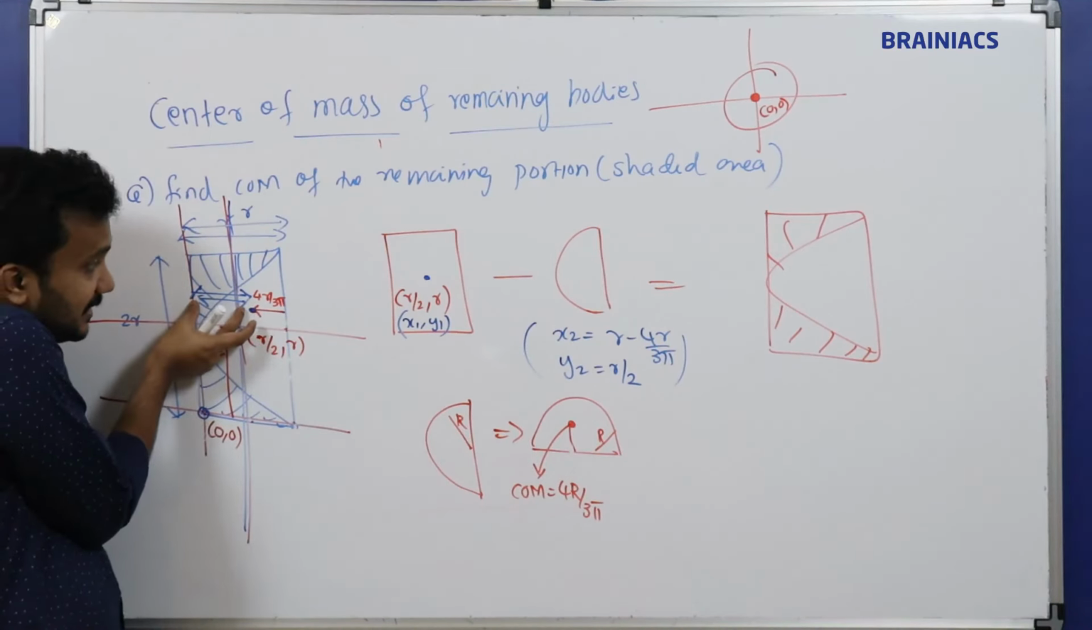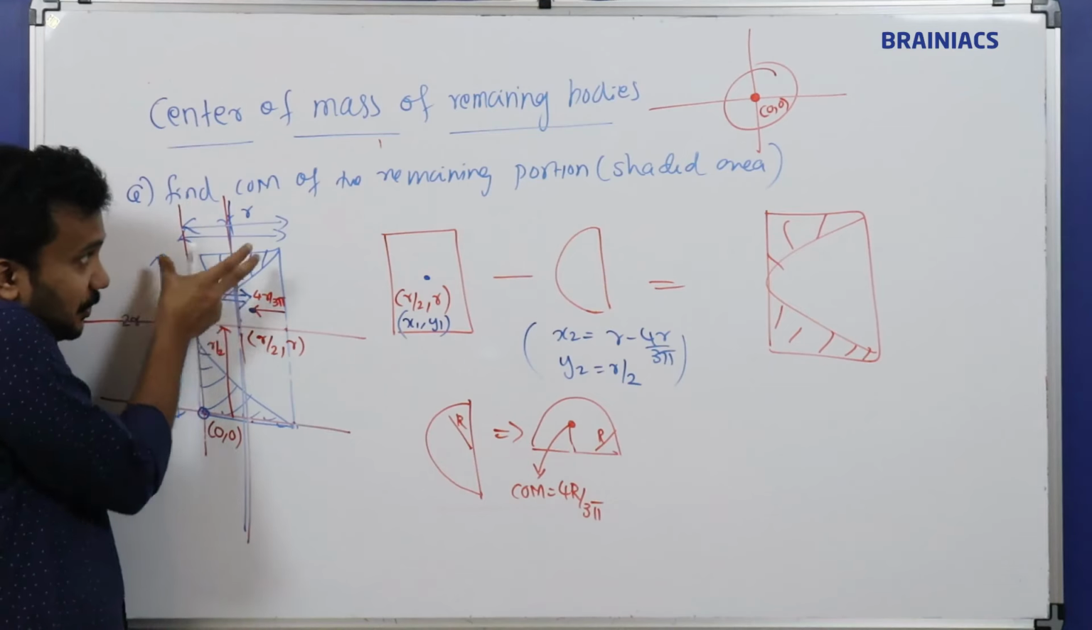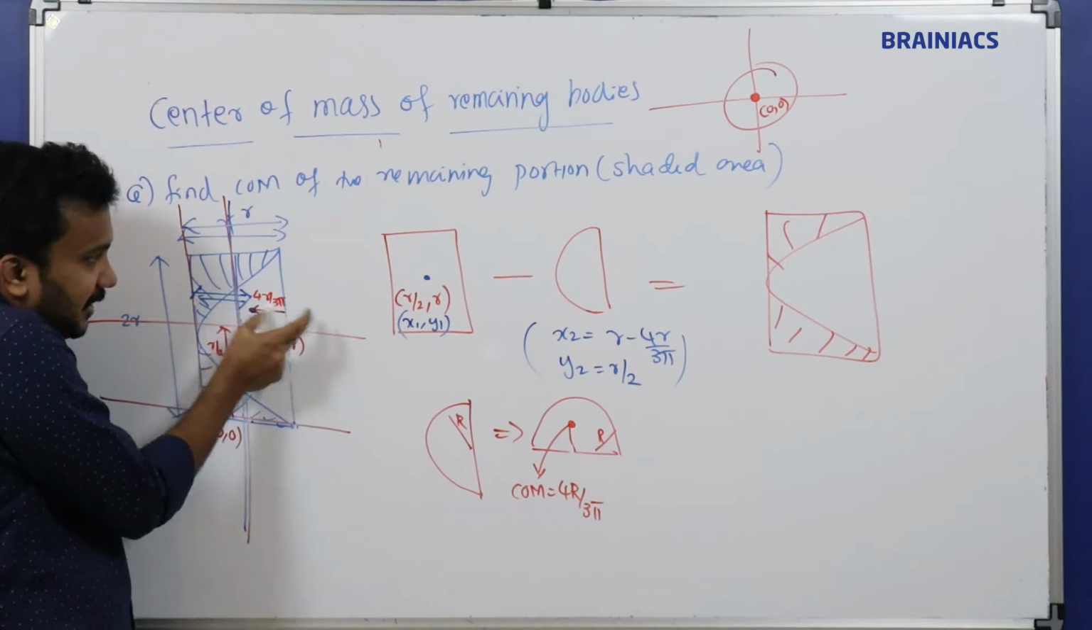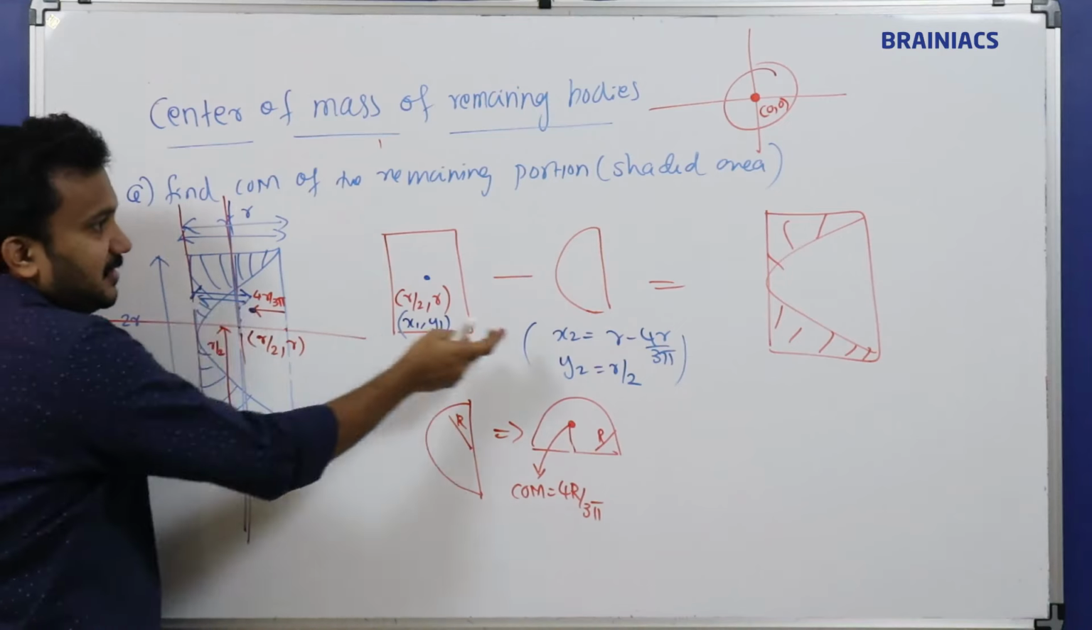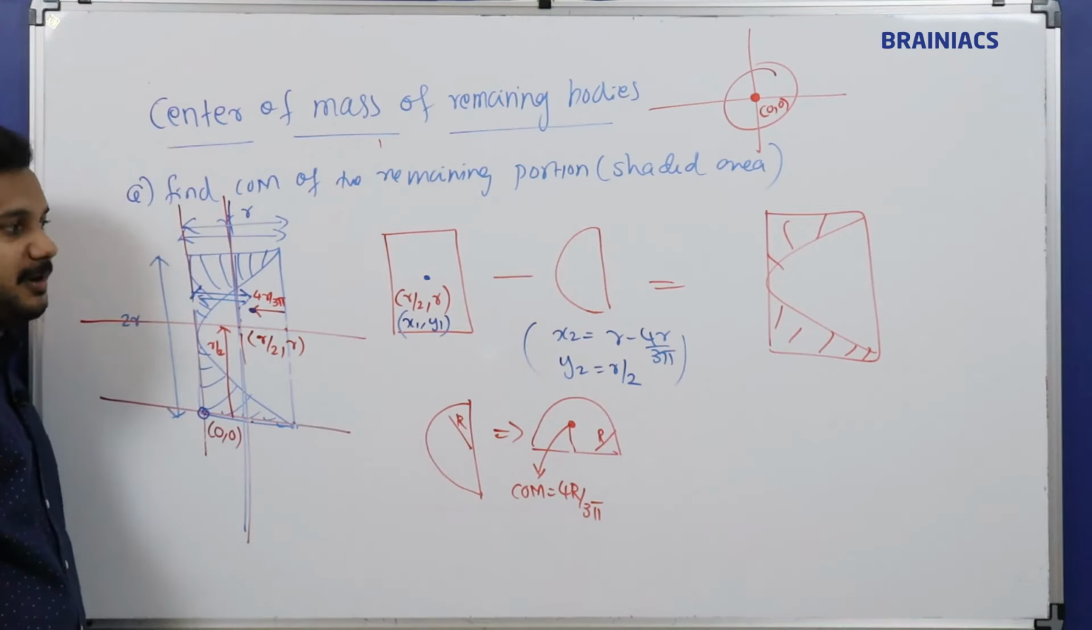In order to get this distance, it means full length minus the red portion. Red minus, you will get this distance. This is what we did: r minus 4r by 3 pi. So y2 is equal to r by 2.